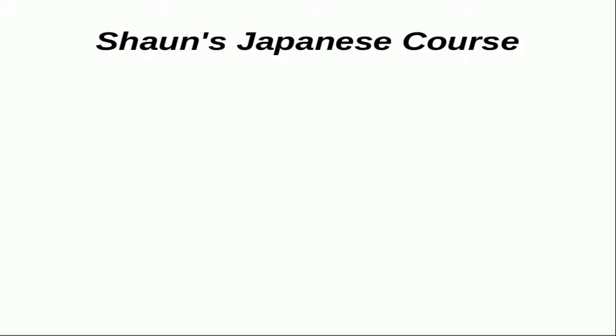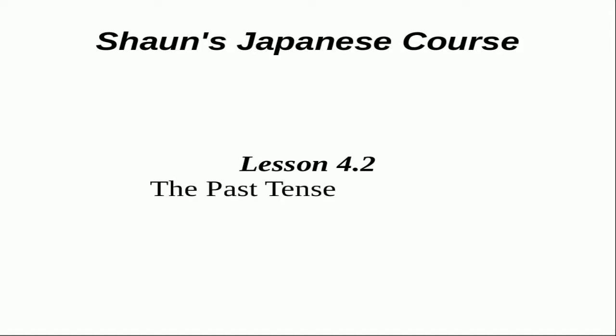And in this video we're going to talk about the past tense, or the ta form. So what is the past tense? Well, basically it's just stating that an action happened in the past, that the action is over. So "I ate" instead of "eating."